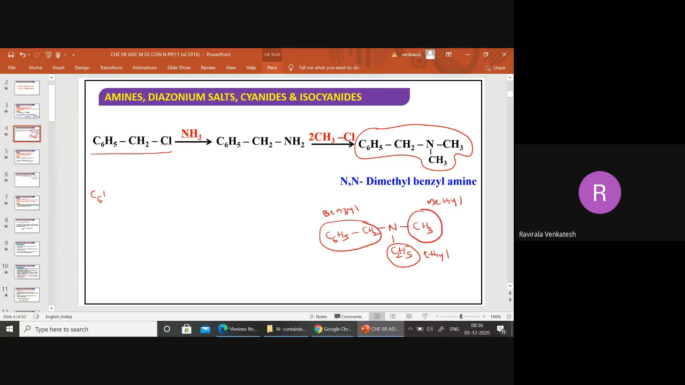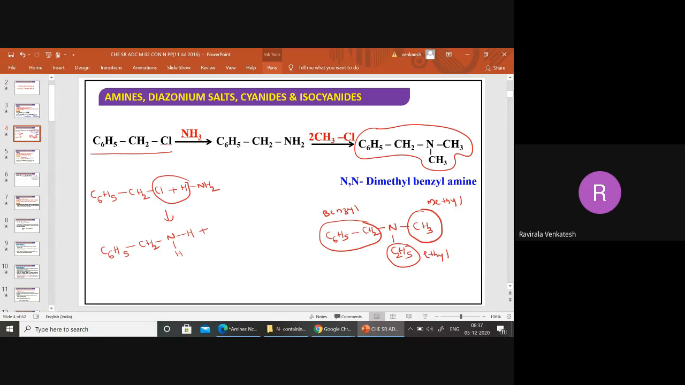C6H5, nothing but benzene, CH2, Cl, reacting with ammonia. Take ammonia here, NH3, remove HCl. Now what are we going to get here? C6H5, CH2, NH2. Next, I have to add methyl or ethyl. I'm adding the ethyl group first.